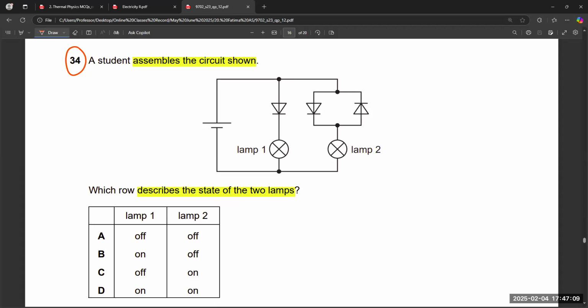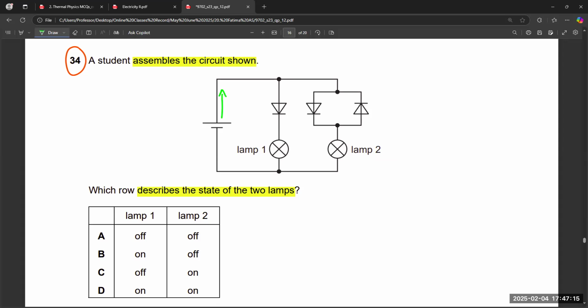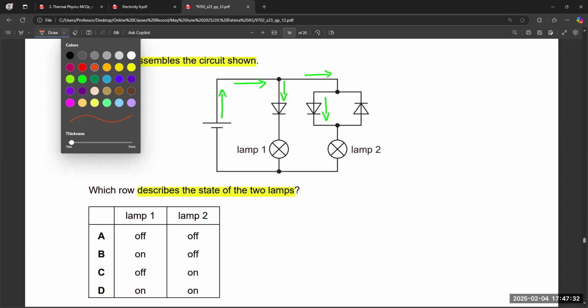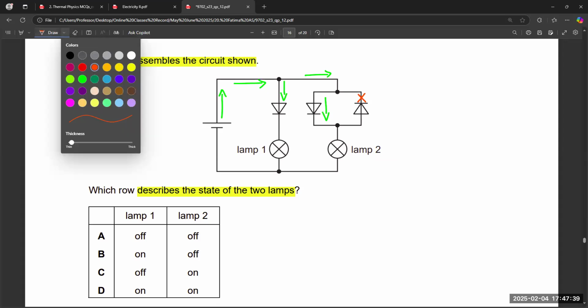So current starts to flow from this direction. So it can easily pass through the first one. And in the second diagram, in the second loop it passes through the first diode, but it will not travel through this one because it is oppositely connected, so it will not allow current to flow.